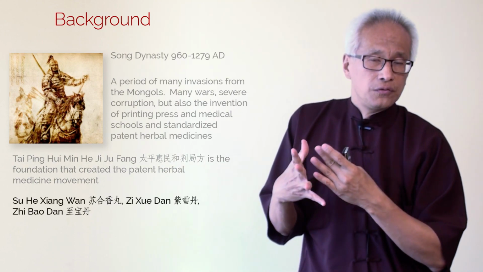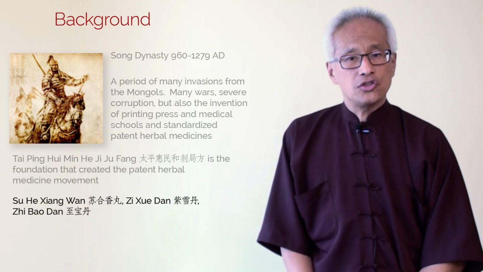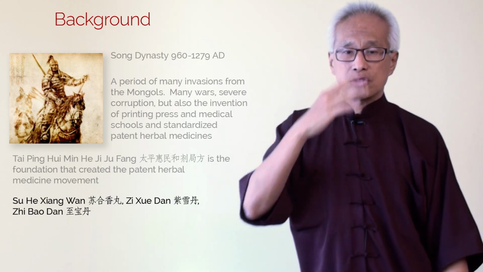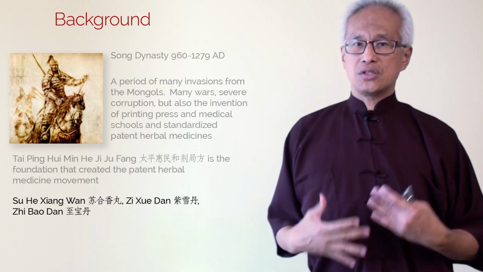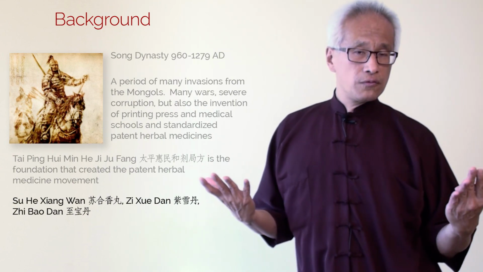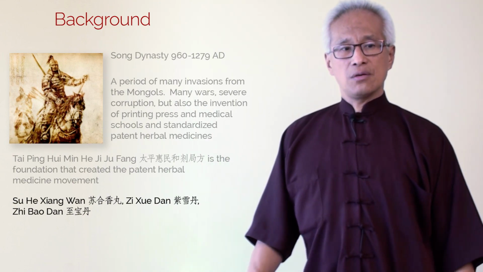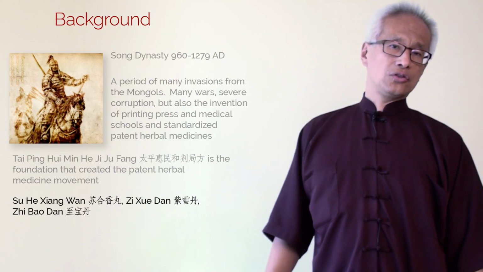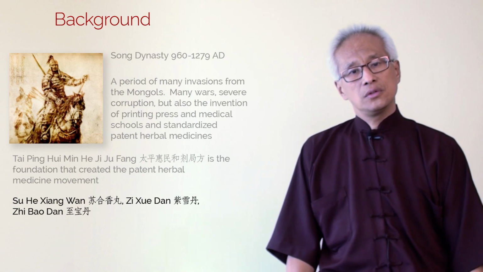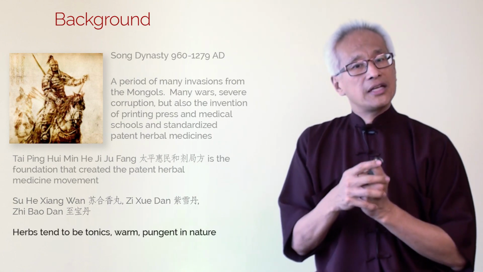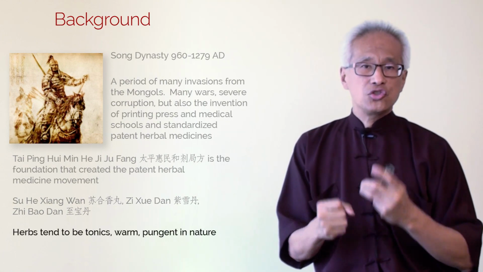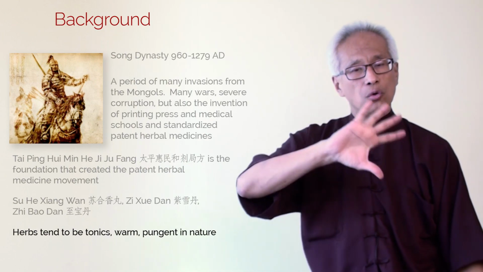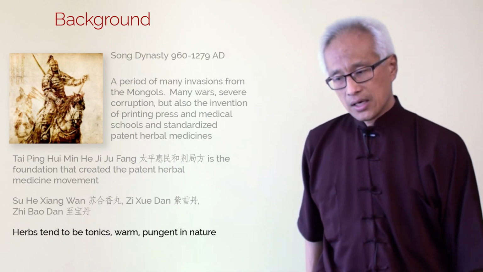That's very good for opening up heart blockages and increasing consciousness. For example, Zi Xue Dang is used for high fever. For example, Zi Bao Dan, that's used for urogenital area issues. And the herbs tend to be tonics, warm, pungent in nature. That's the nature overall in this situation.